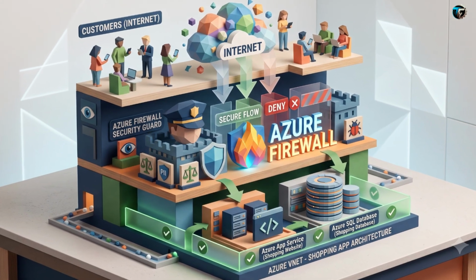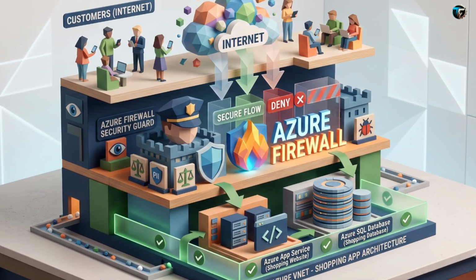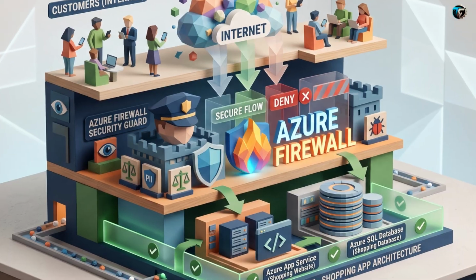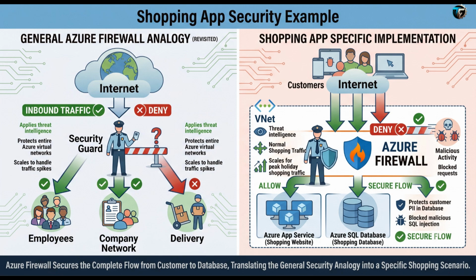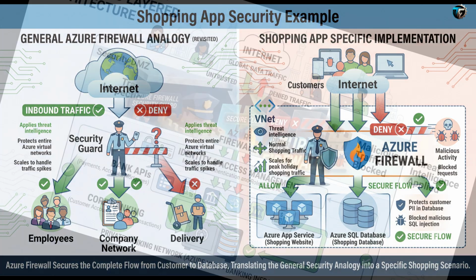Imagine our shopping application. Customers browse products through the internet. Their requests first reach Azure Firewall. The firewall checks whether the traffic is legitimate before forwarding it to the application. Malicious requests are blocked immediately.